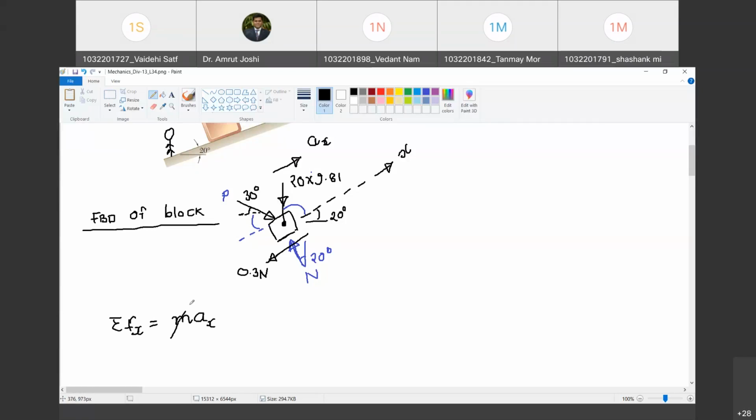What is the mass of the block? The mass of the block is 20 kg. So therefore I can write it as summation Fx must be equal to 20 times ax. Happy? Yes, sir. But before that, we should calculate the value of N, because in summation Fx, this 0.3 N is going to occur. Are you with me?